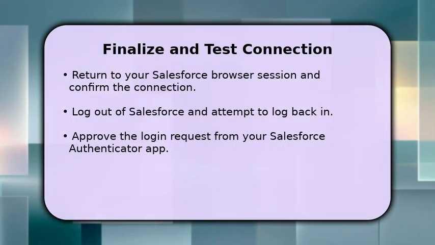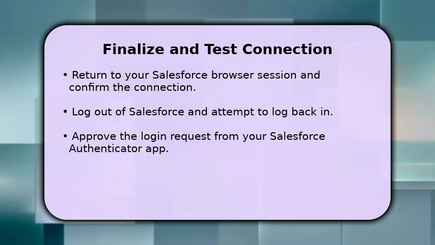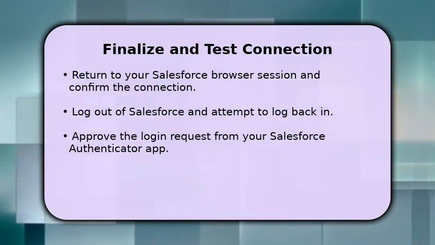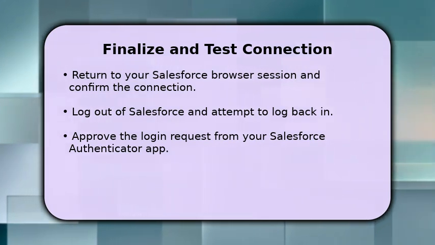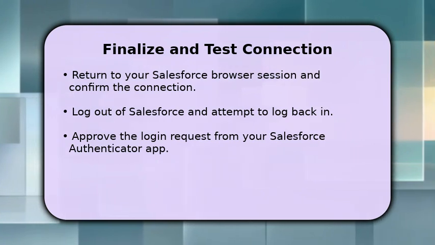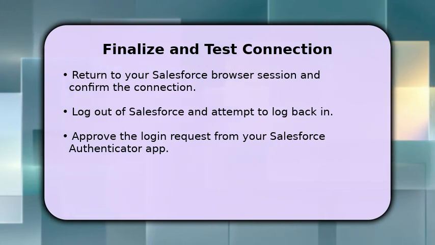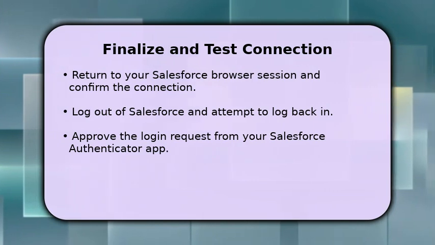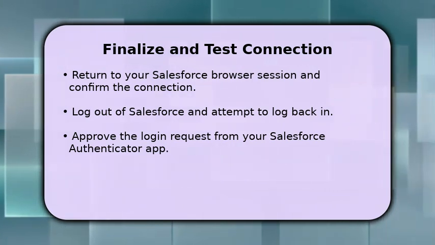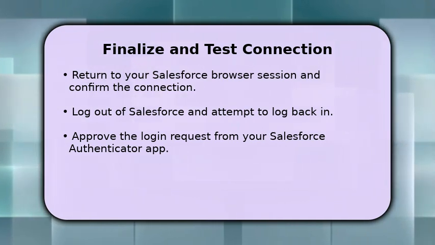After confirming on your mobile device, return to your Salesforce browser session. You should see a confirmation message indicating a successful connection. To ensure everything is working correctly, log out of your Salesforce account. Then, attempt to log back in. Salesforce will send a notification to your Authenticator app. Simply approve the request on your phone to complete your secure login. This confirms your multi-factor authentication is fully operational.